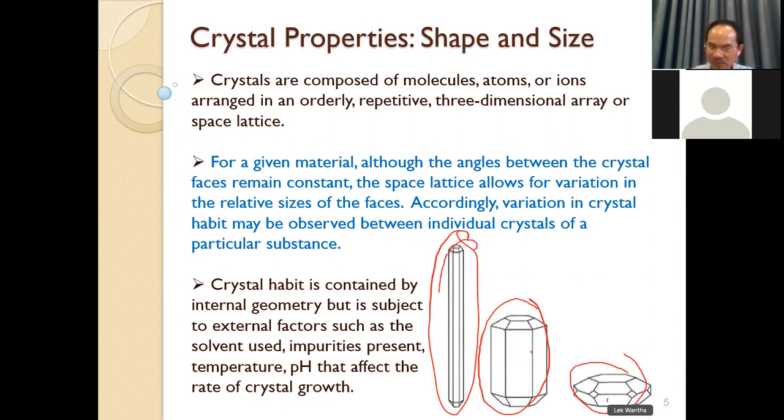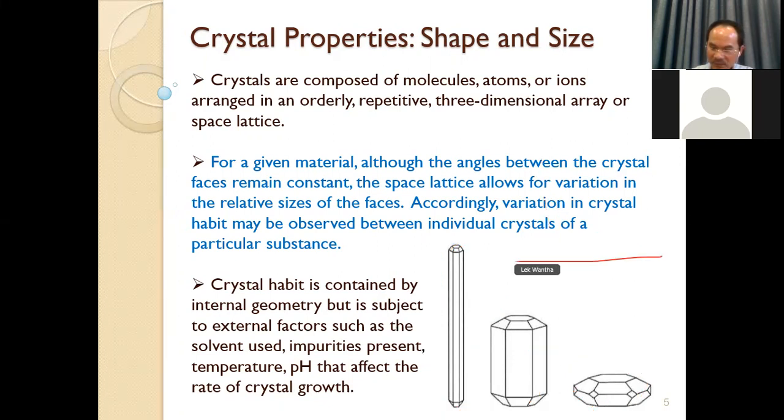Sometimes if the filter has a hole like this, and the flow is in this direction, you can filter. But if the flow is in this direction, it's difficult to filter. The shape, geometry and size of the crystal are also important for downstream processing, for separation after we crystallize.